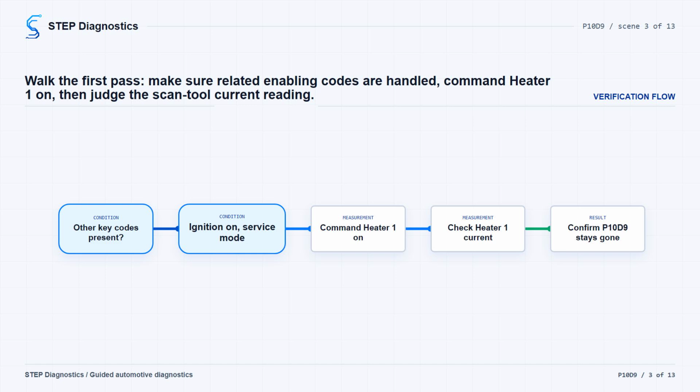For verification, turn the ignition on with the vehicle in service mode. Command reductant heater 1 on with the scan tool, then look at reductant heater 1 current. The expected current is 1 to 14 amps. If it is outside 1 to 14 amps, go into circuit testing. If it is in range, reproduce the operating conditions, or reproduce the captured conditions from when the code set, and confirm P10D9 does not reset. If it stays gone, that part of the check is all okay.